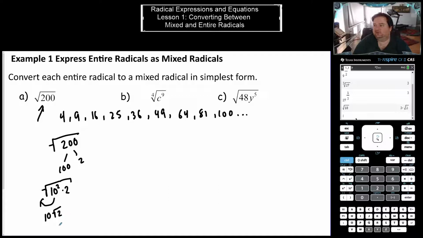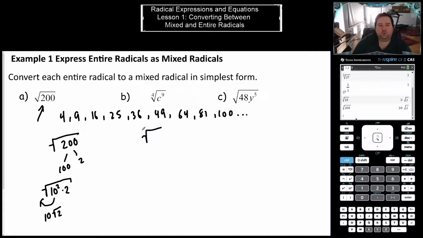Easy. Let's check our answer. Is the square root of 200 10 root 2? It is. Excellent. Let's do B.